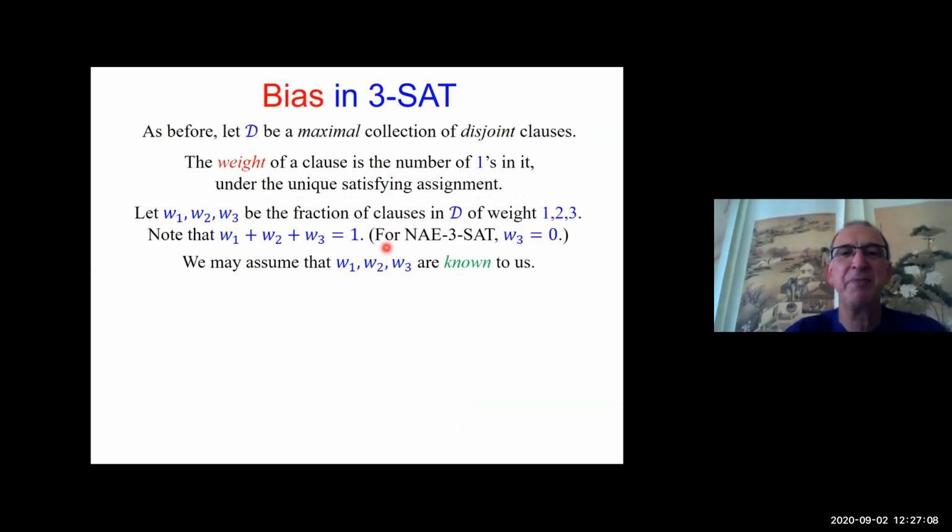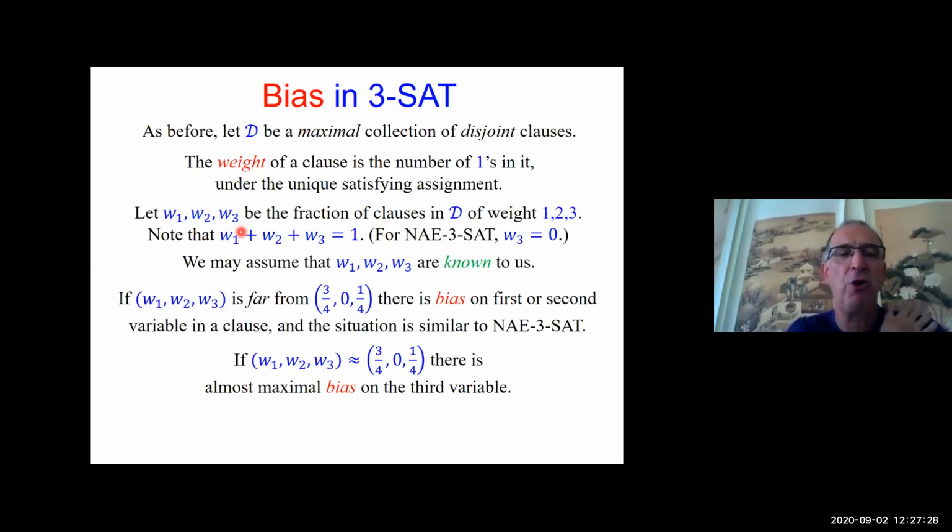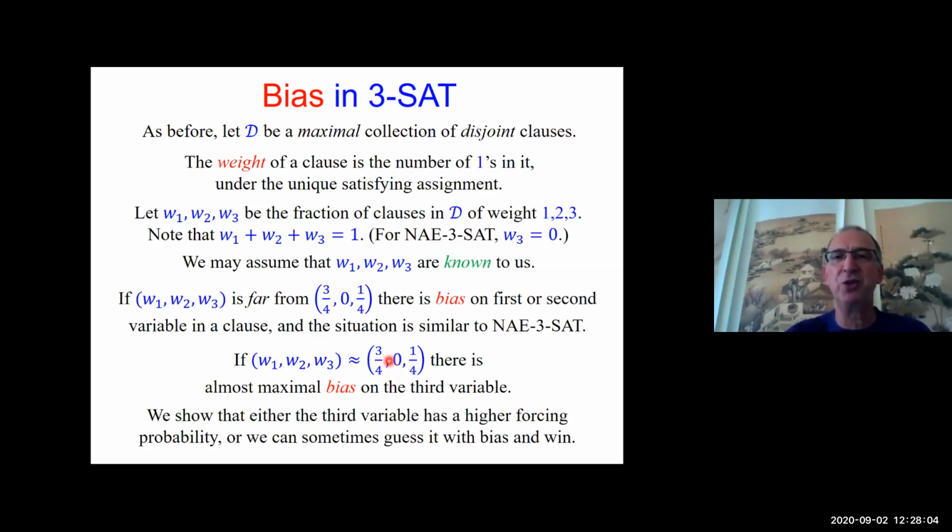What do we do with 3-SAT? So in 3-SAT, suppose that we actually know the weight distribution of the clauses in the maximal collection of disjoint clauses. Now there are two cases. Either this weight distribution implies some bias on one of the first two variables appearing in these clauses, then essentially the same ideas we used for not all equal 3-SAT apply. Otherwise, by a lucky coincidence, if there is no bias on the first two variables, then the weight distribution must be the following. That means that in almost all clauses, the number of ones is actually odd. That's almost like a linear equation, and that we can use in a different way.